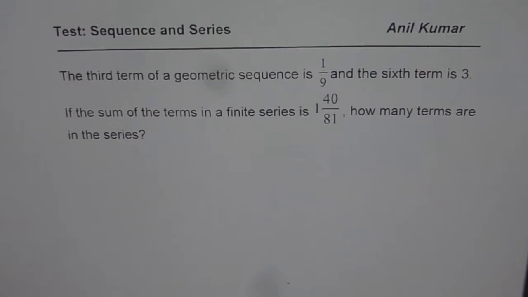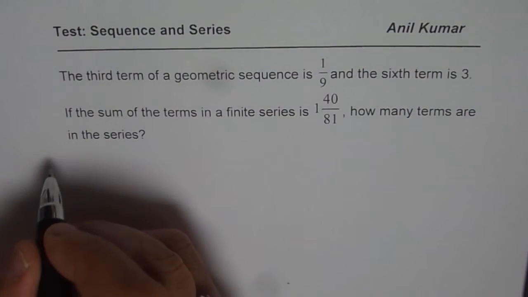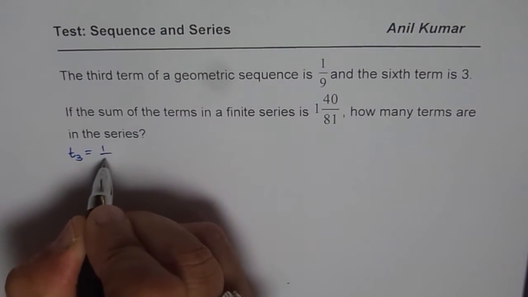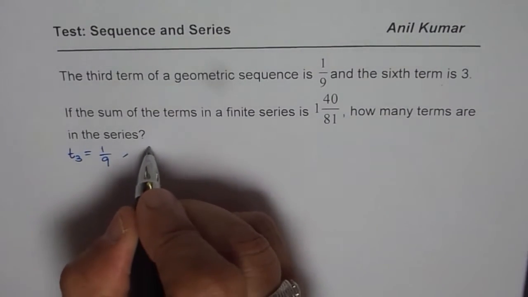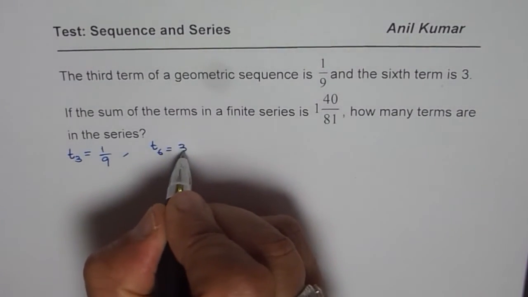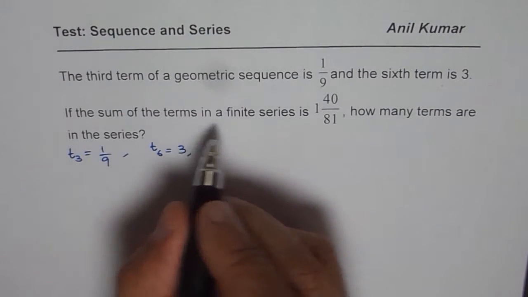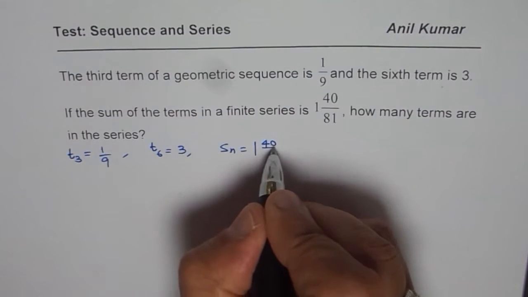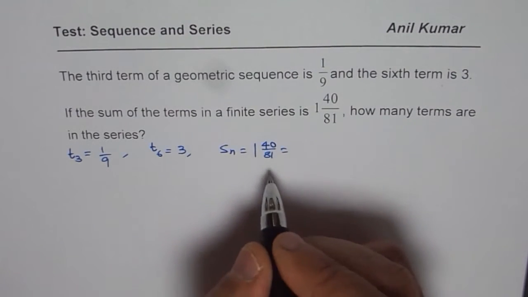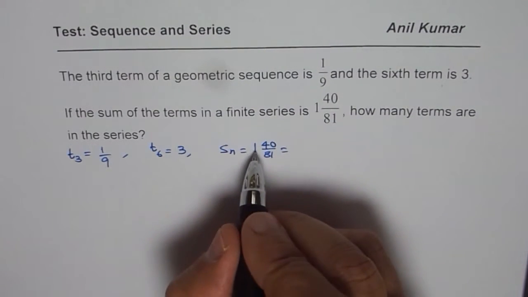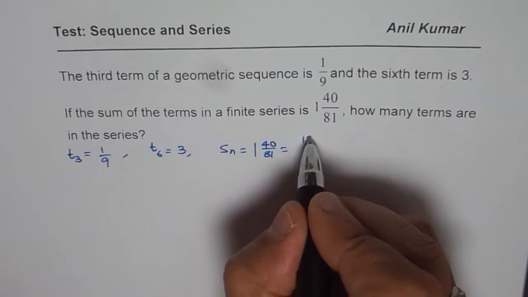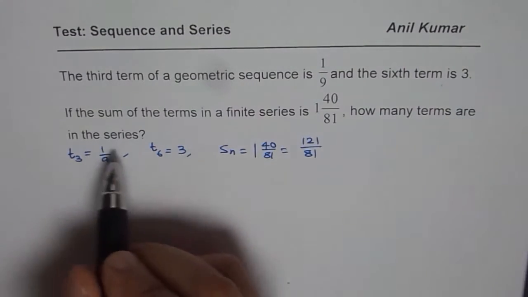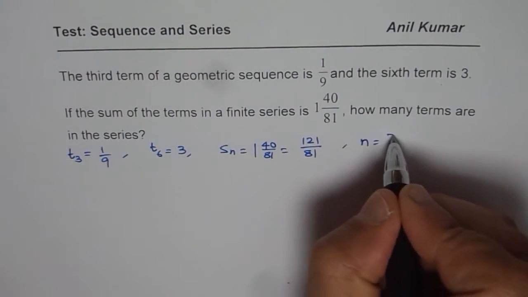So what we are given here is the third term, that means t3 is 1/9. The sixth term is given, t6 equals 3, and the sum of terms is given to us, Sn equals 140/81. It's a good idea to write it as an improper fraction: 1 times 81 plus 40, that means 121/81. And how many terms are in the series? So we have to find n.